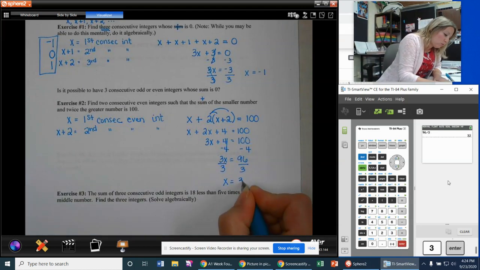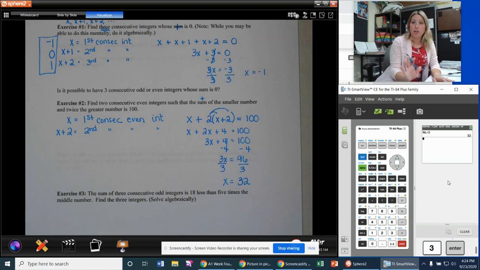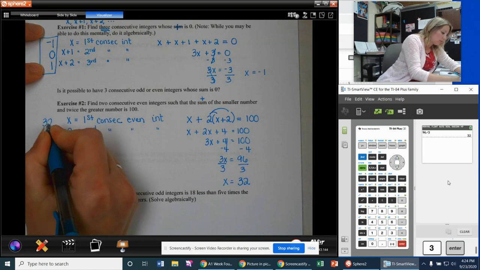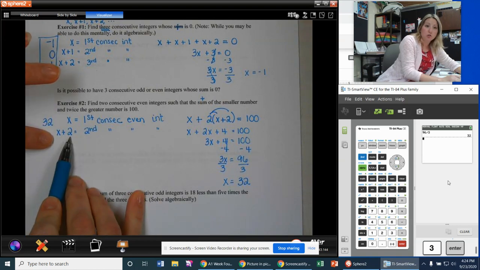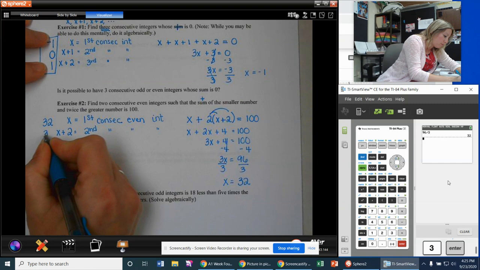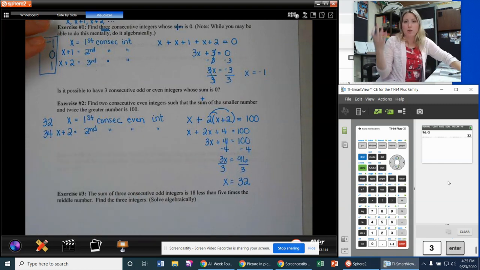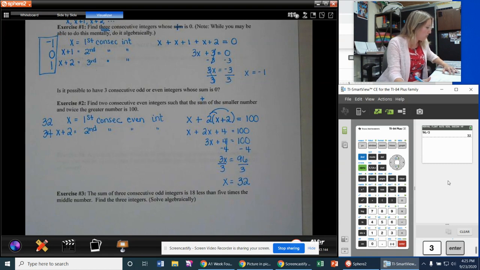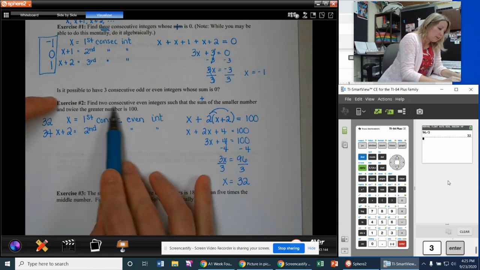So if x equals 32, thankfully I have let statements. If x equals 32, that's my first consecutive even integer. Now take that and add 2. 32 plus 2 is 34. Now let's just do a quick mental check to make sure those 2 answers satisfy the word problem. Find 2 consecutive even integers.